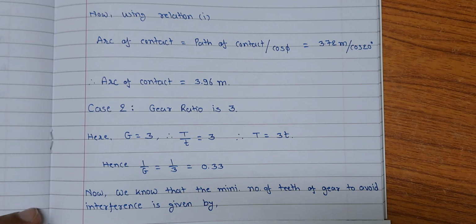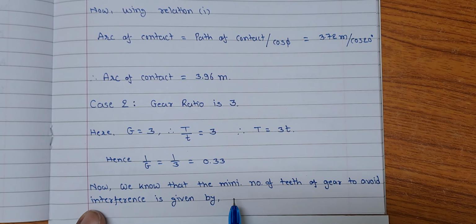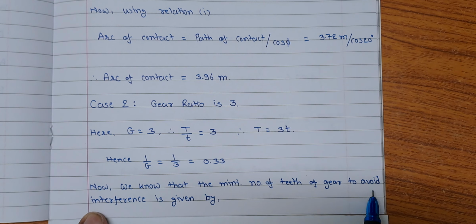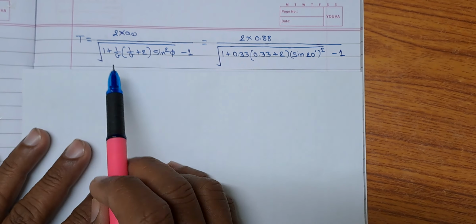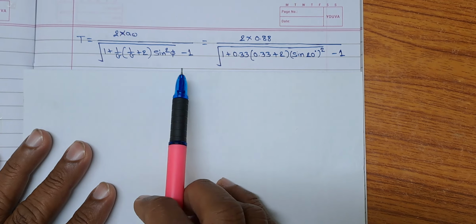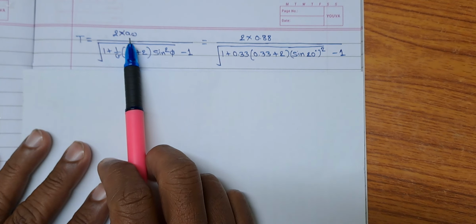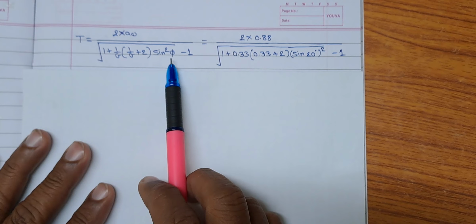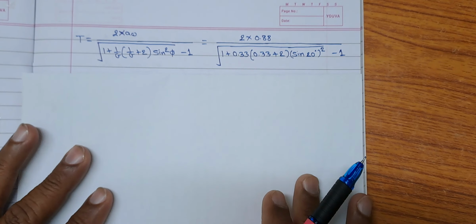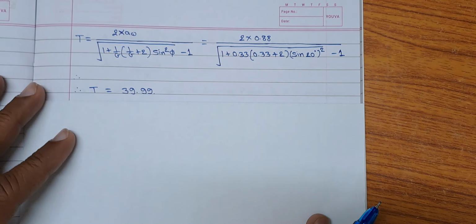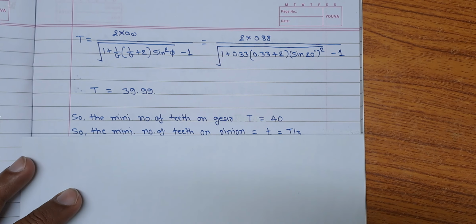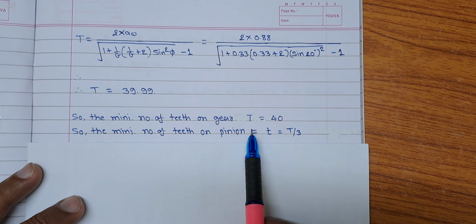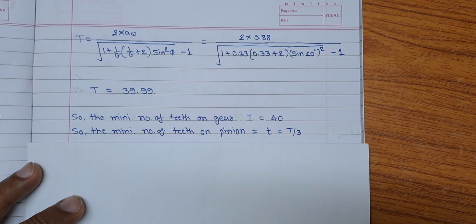Now we know that the minimum number of teeth of gear to avoid interference is given by this relation, and substituting the values of AW, 1 upon G and phi, we found the number of teeth of gear is equal to 39.99. So the minimum number of teeth of gear capital T is equal to 14.